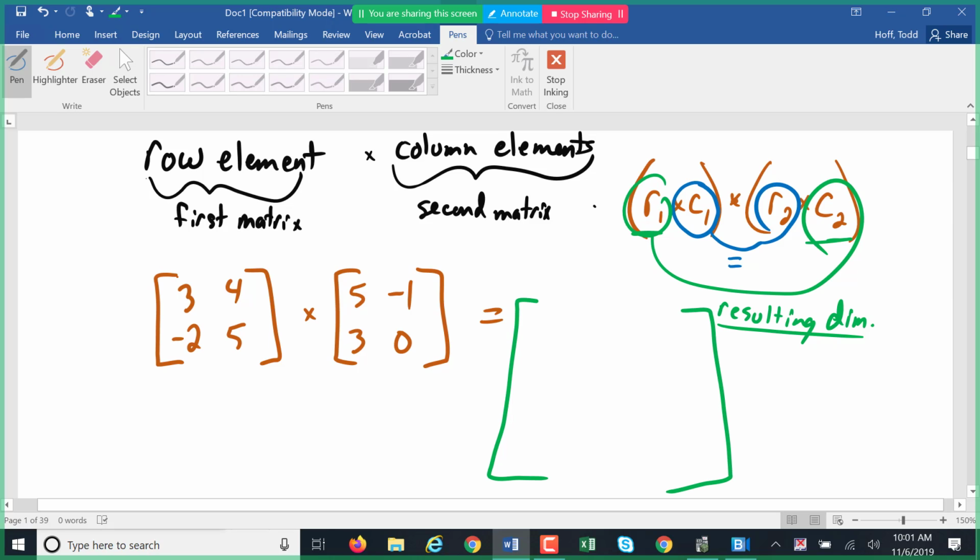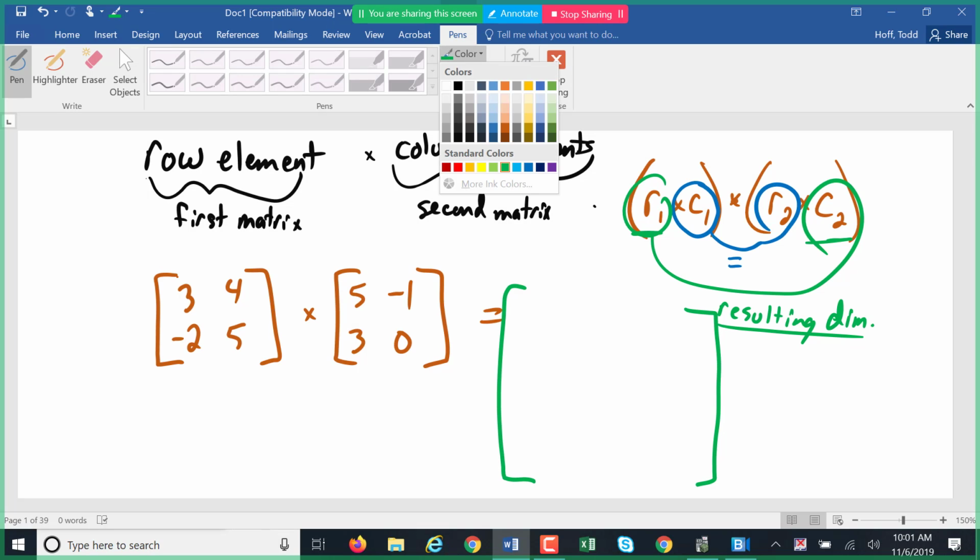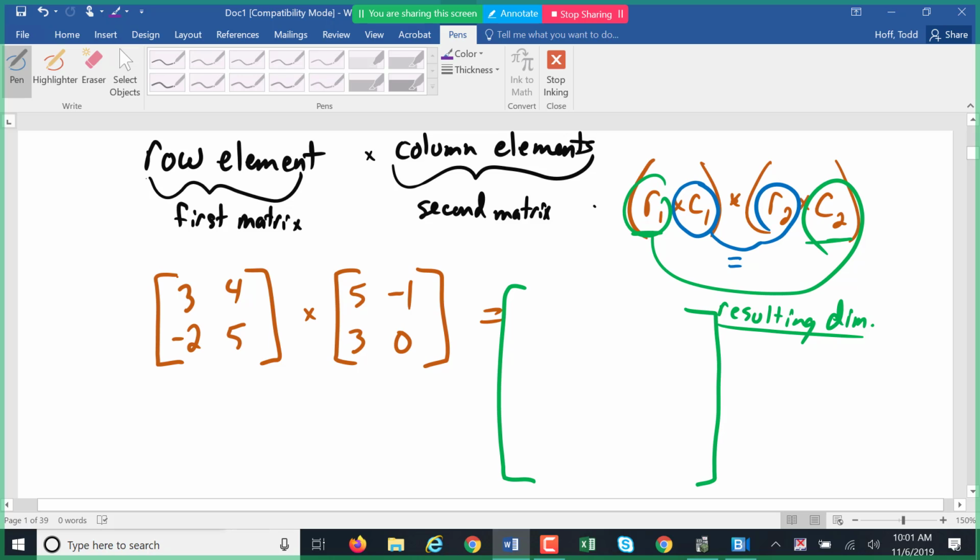Now I put a rather large set of brackets out here just to give us some space, because there's some calculations that are going to go on inside here. So this is row 1, column 1 here.